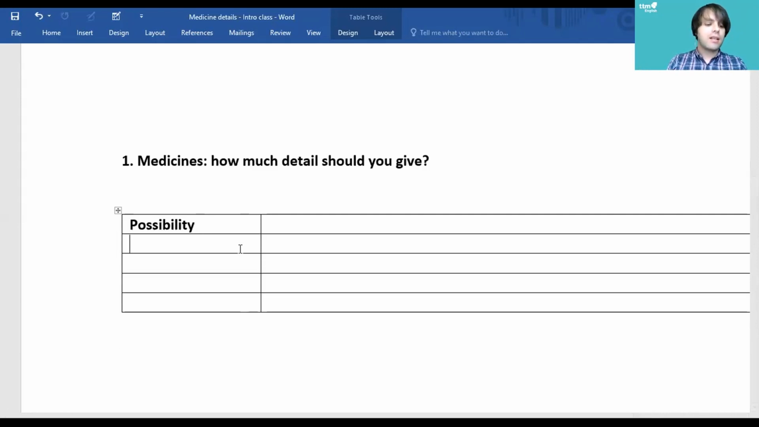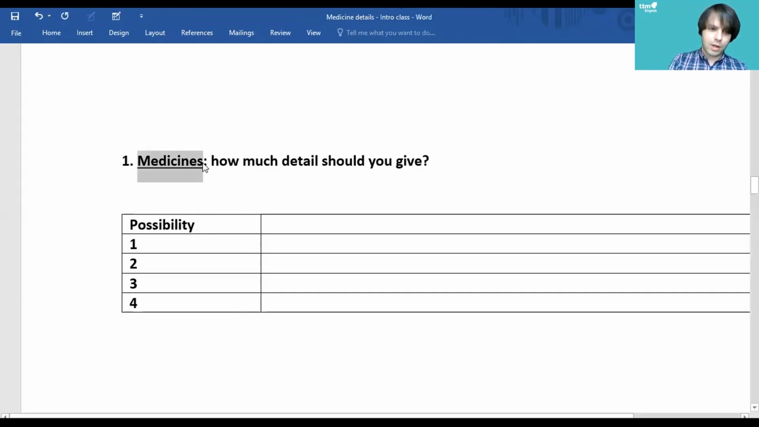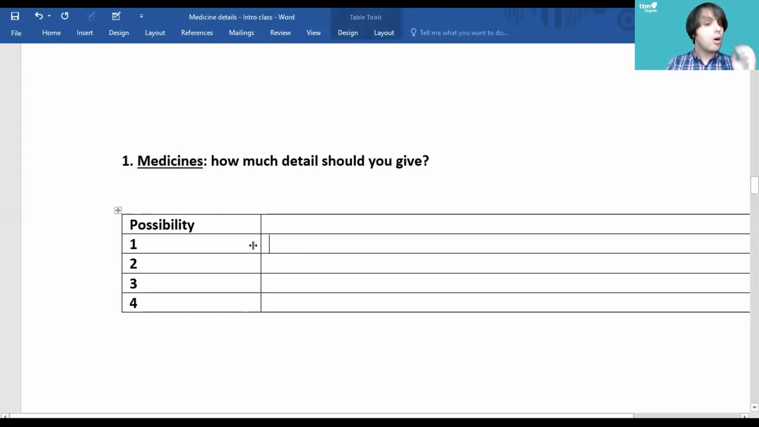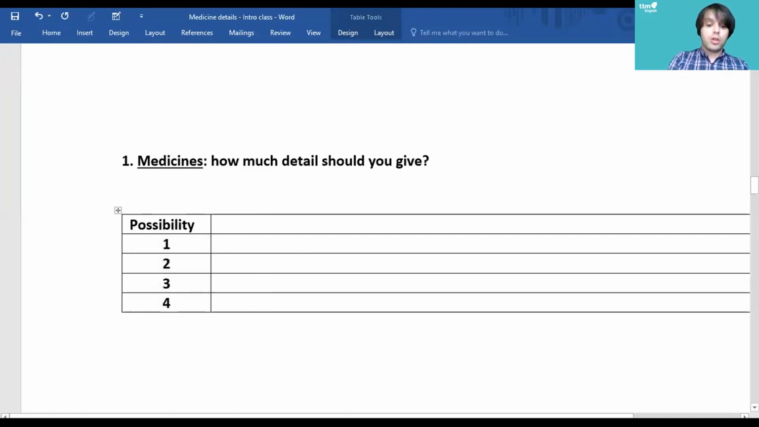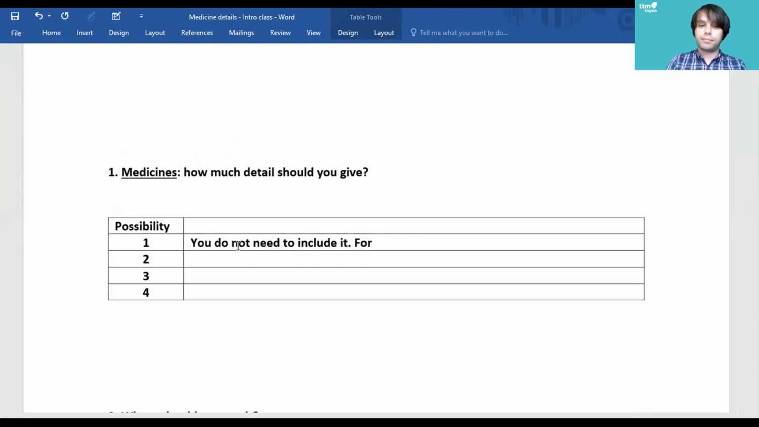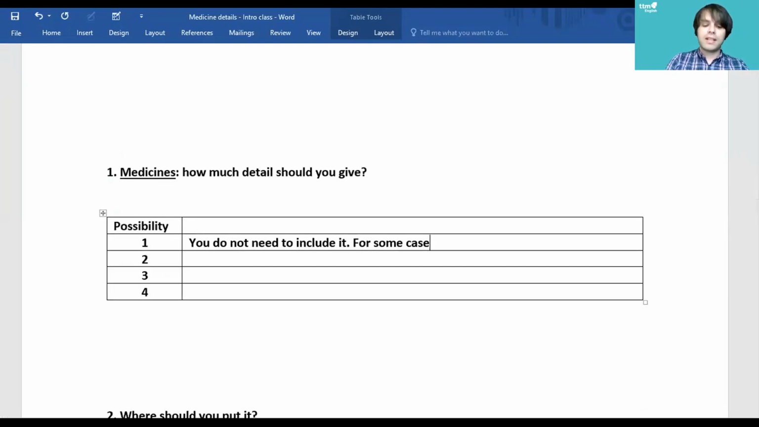I think there's only 4 possibilities when it comes to medication in OET. What I'm talking about here is, will you need to include it or not? The first possibility is you do not need to include it. Does everyone agree? For some case notes, it's just not necessary. Anyone think of examples?